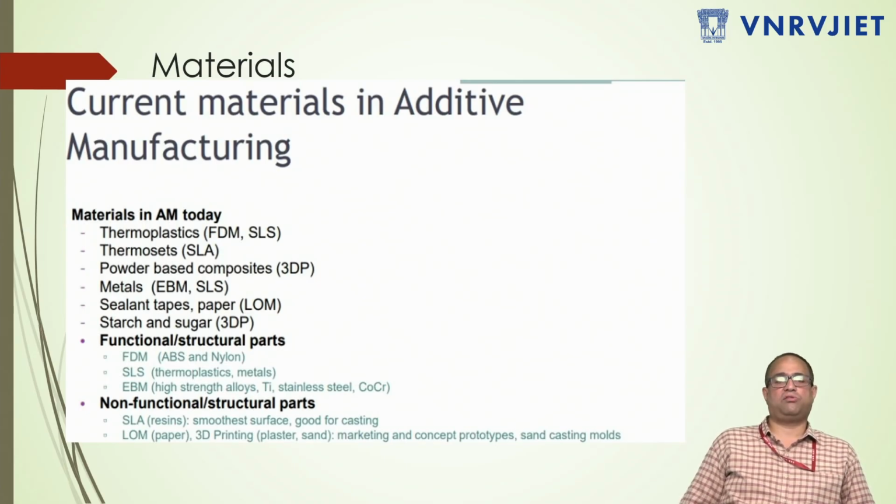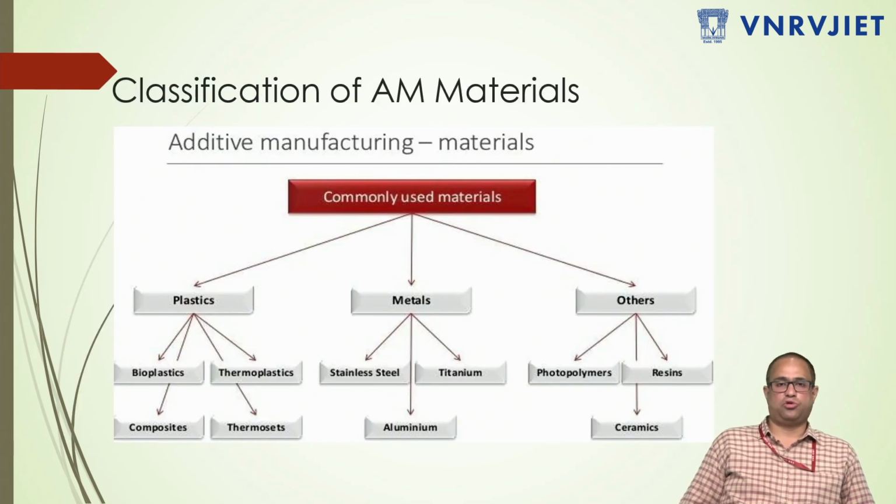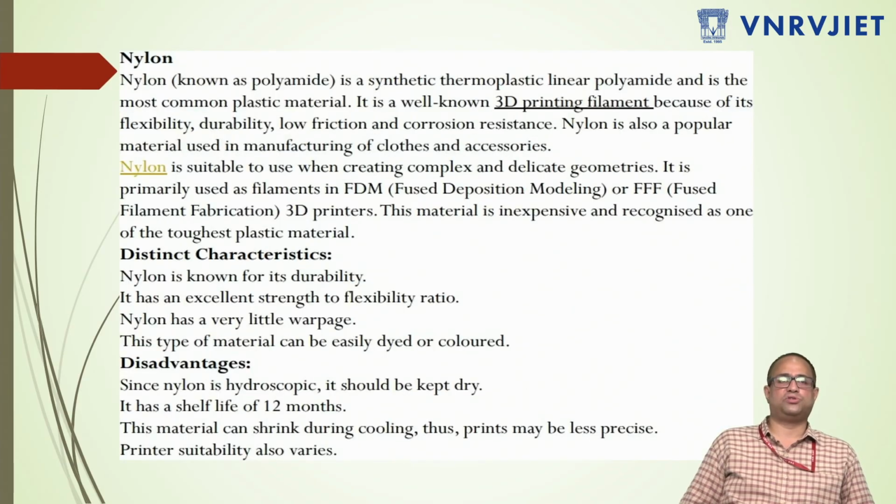And coming to the functional parts, they can be done with FDM, SLS and EBM, and non-functional parts you can do with SLA and LOM, laminated object manufacturing. So this is the brief classification: plastics, metals, and others, including bioplastics and thermoplastics. And in the case of metals, stainless steel, titanium, aluminum, all different sorts of metals can be chosen.